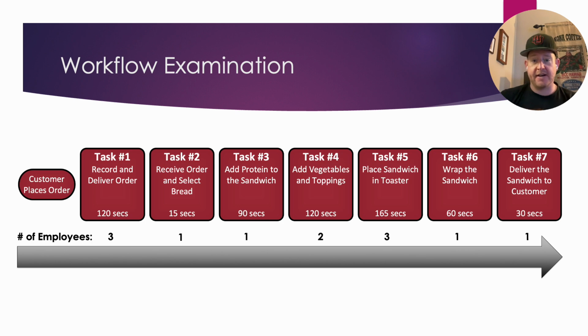Here is a process diagram showing the sequence of stations in Lean Sandwich Shop's existing assembly line system. There are 7 stations total, with 12 total people working them at any given time.